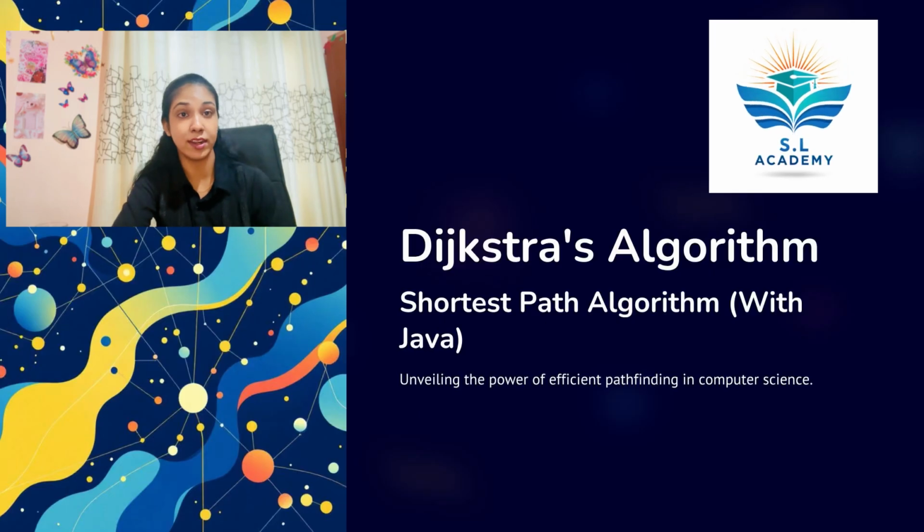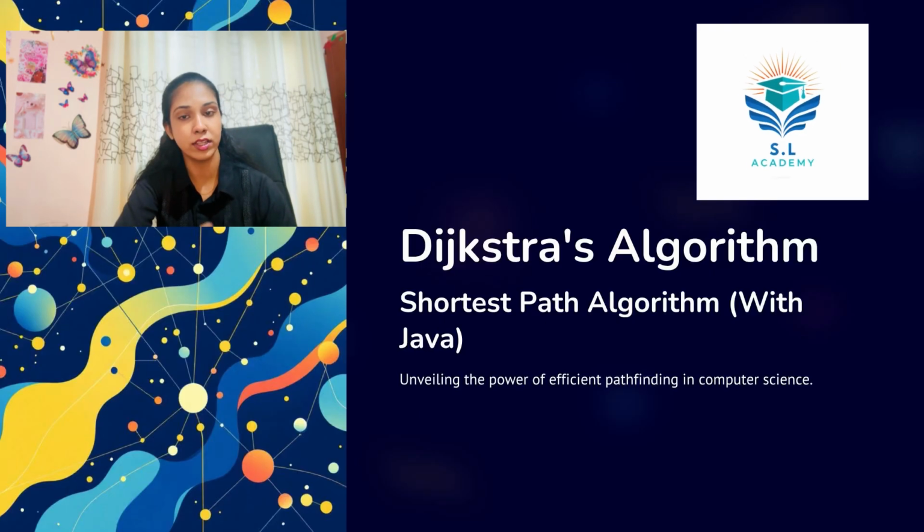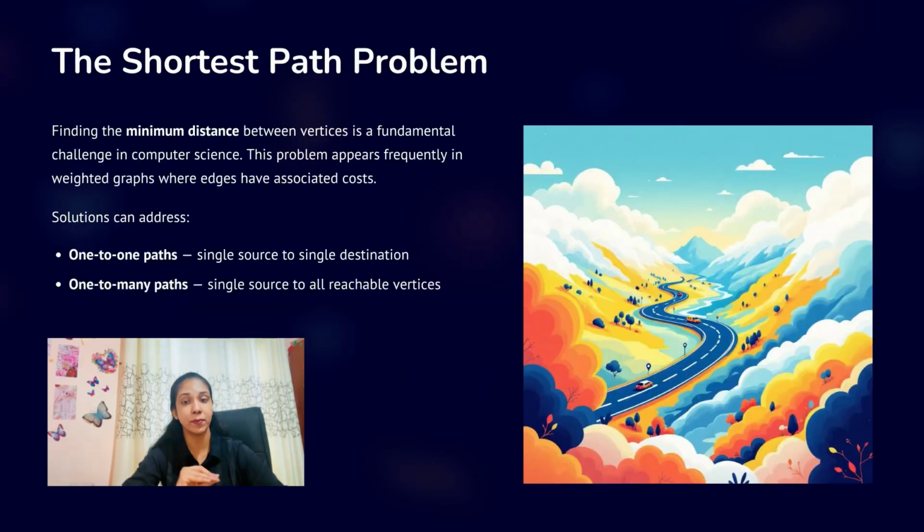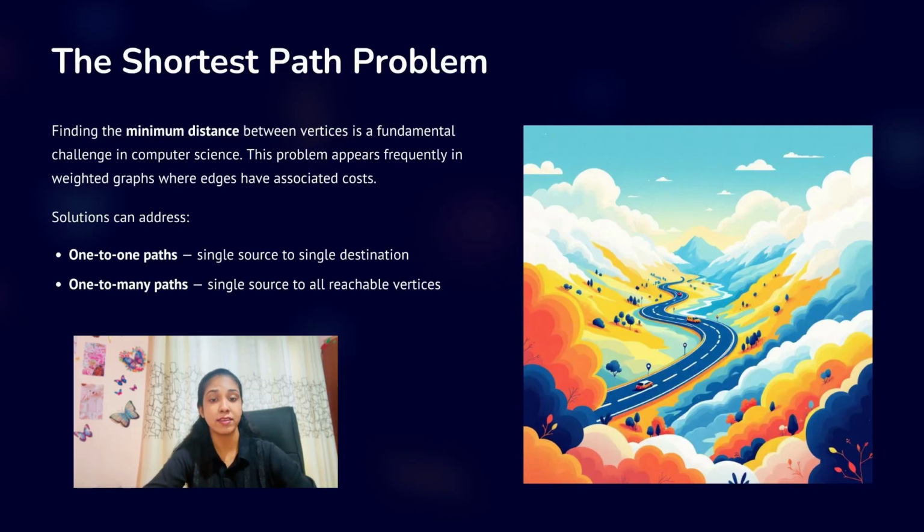Today we are going to learn Dijkstra's algorithm, a very important shortest path algorithm in data structures and algorithms, along with a Java implementation. Shortest path problem. The shortest path problem is about finding the minimum distance between vertices in a graph. This problem commonly appears in weighted graphs and real-world applications like mapping and networks.